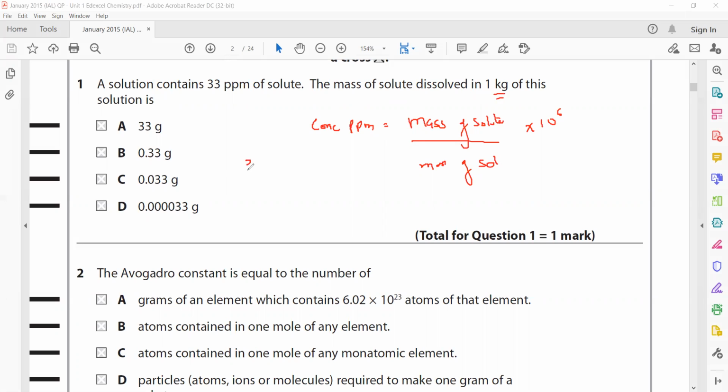So concentration in ppm is 33 ppm. Mass of solute is unknown. Mass of the solution is 1 kilogram or 1000 gram, and into 1 million. So it will be 33 multiplied by 1000 divided by 1 million. So it matches with option C.